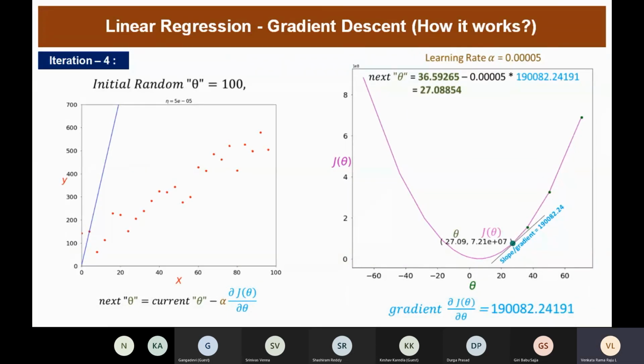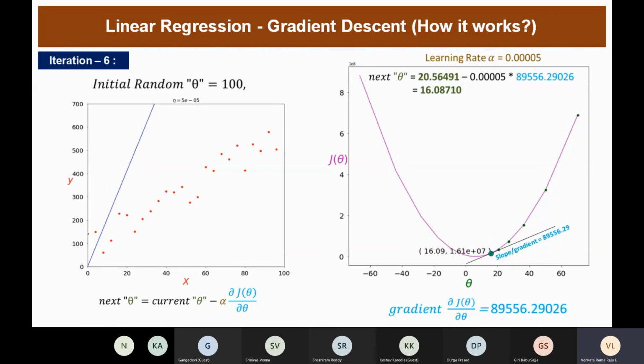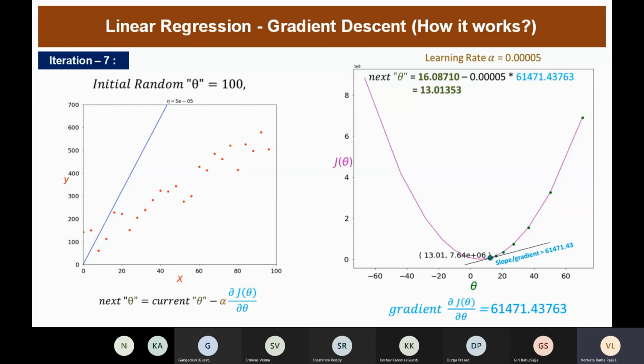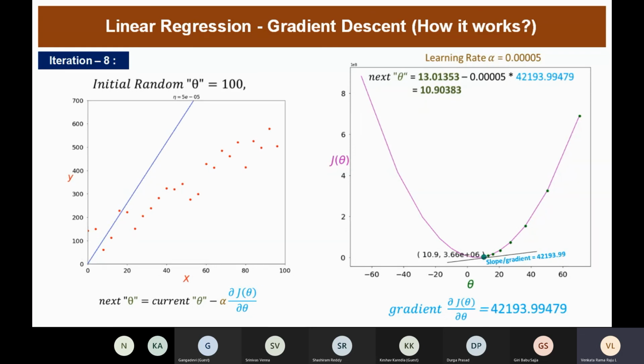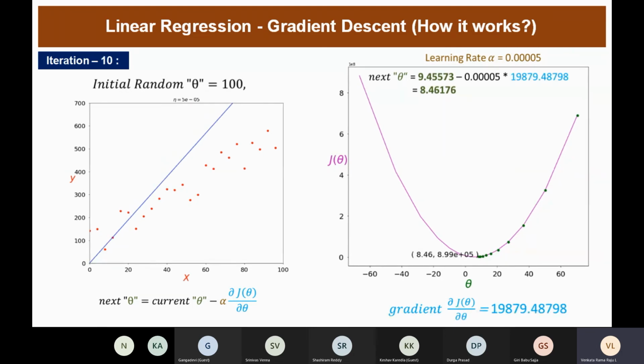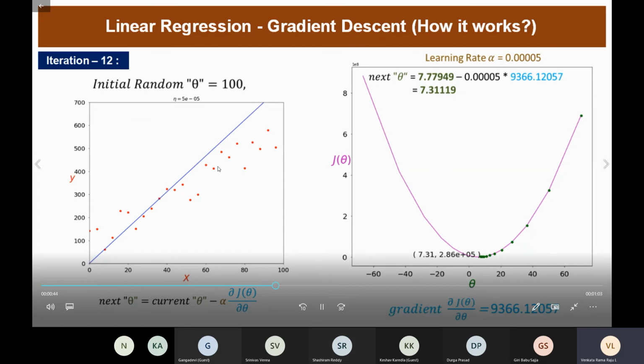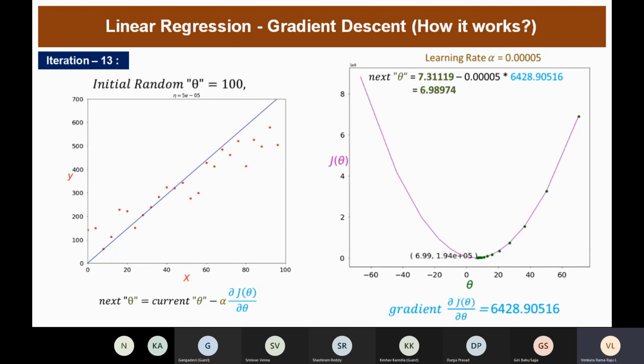Now look at the right side graph and left side graph both. It is finding the slope and applying it. The line is moving in the linear regression algorithm. Again, finding the slope, applying it. Theta is equal to current theta minus alpha into derivative. Finding the slope, applying it. You see the formula being applied here to theta. That is how the algorithm is working.